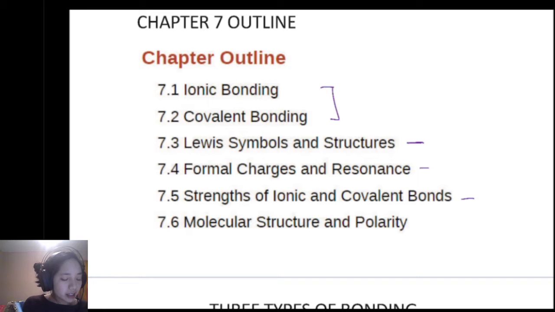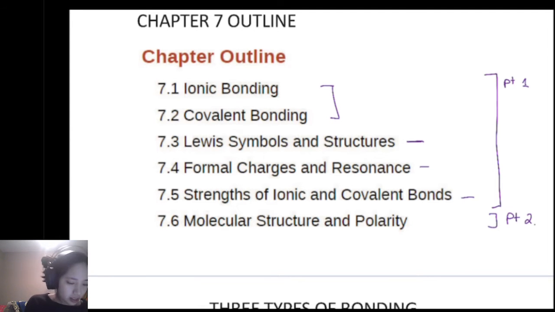I split this chapter into two parts just so I can try to roll out these videos as fast as I can. These first five points will be part one that I will go over in this video. And then finally, part two is molecular structure and polarity, the back half of the chapter. All right, so let's get started.